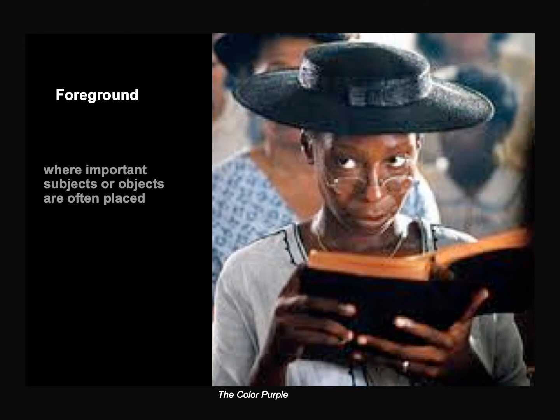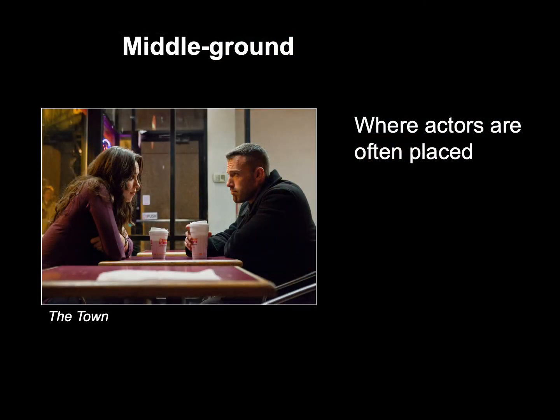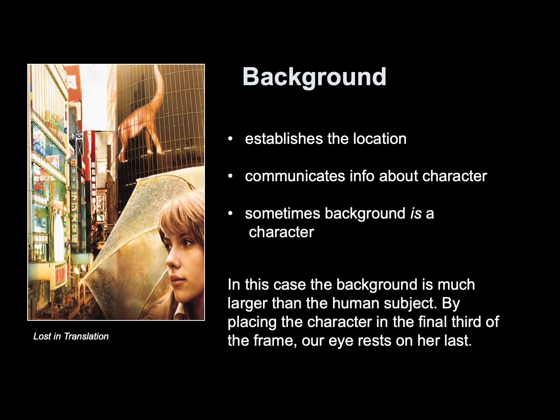The foreground, where important subjects or objects are often placed. The middle ground, where actors are often placed. The background. The background establishes the location. The background can communicate information about a character, and sometimes the background is a character. In this case, the background is much larger than the human subject. By placing the character in the final third of the frame, our eyes rest on her last.